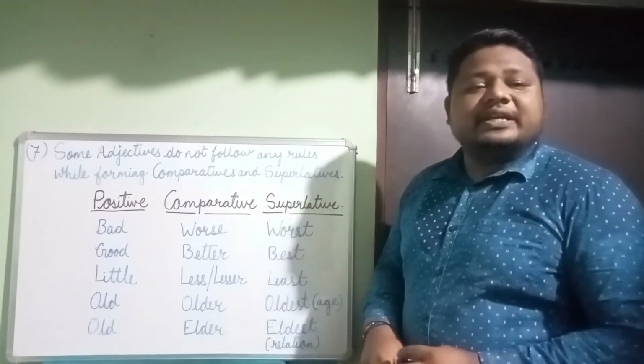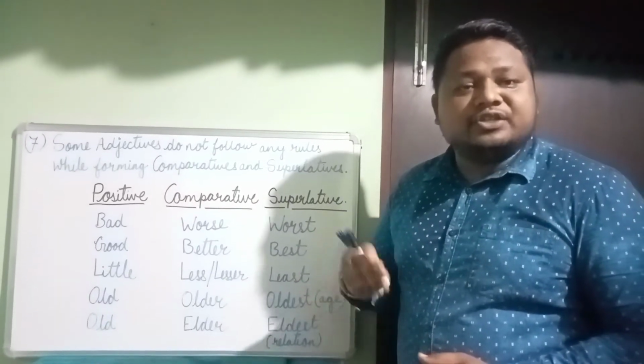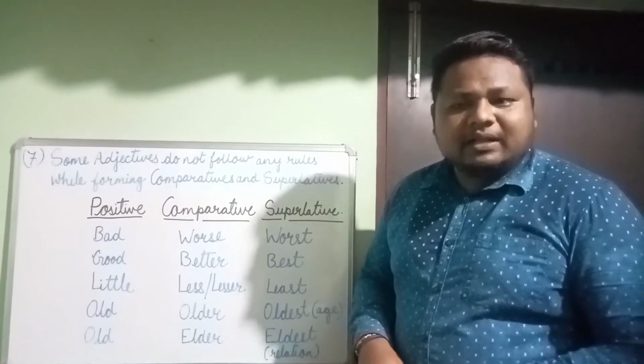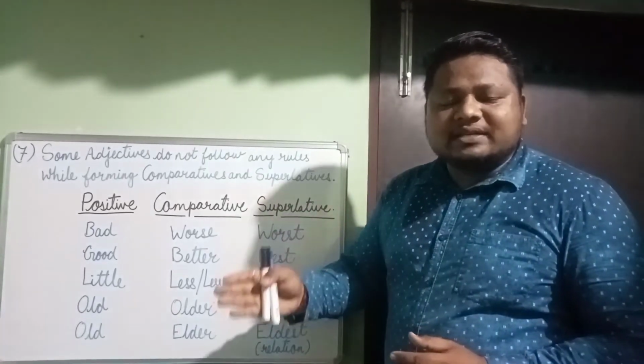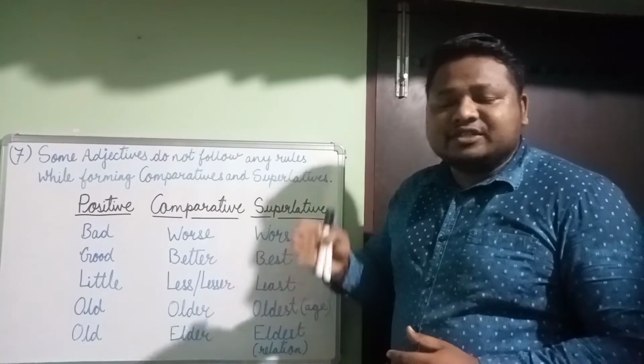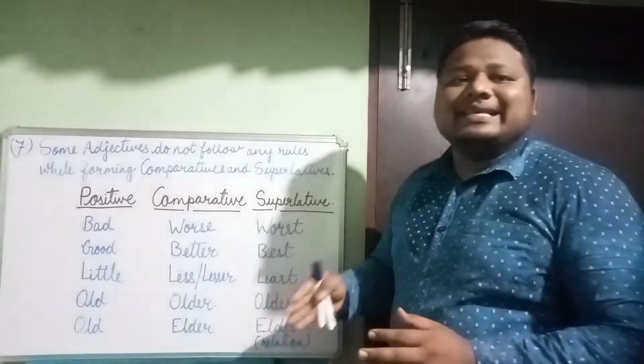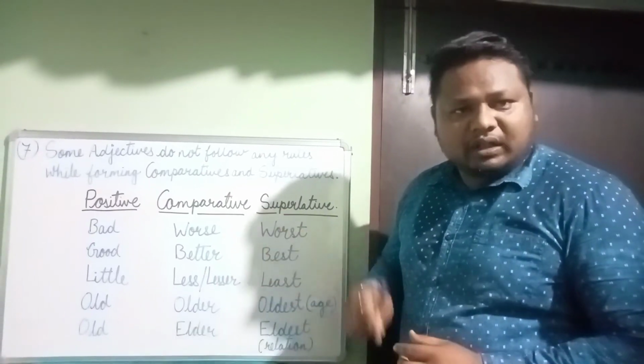This adjective is used to compare the age of two or more than two people. For example, let's take Raju, Raja, and Ram. So we can say that Raja is older than Raju and Ram is oldest among all.